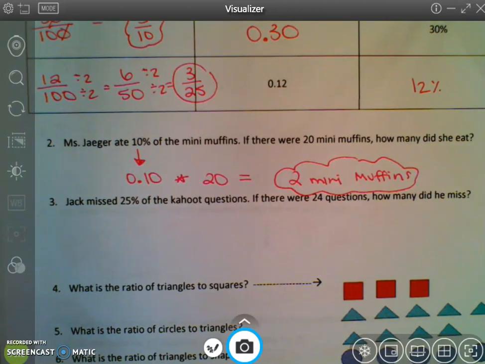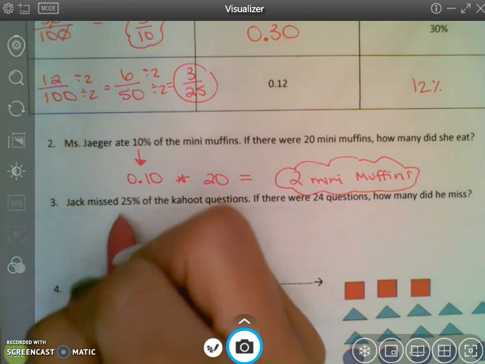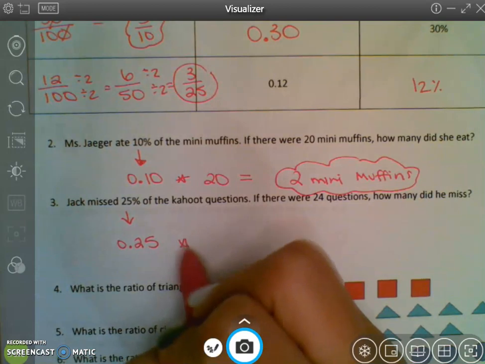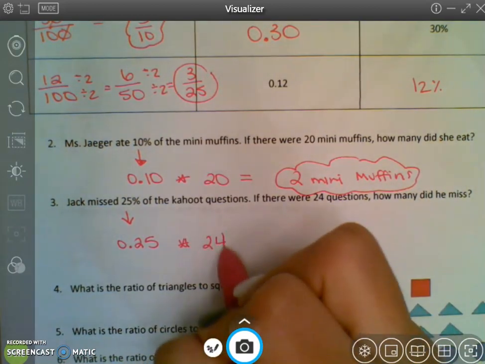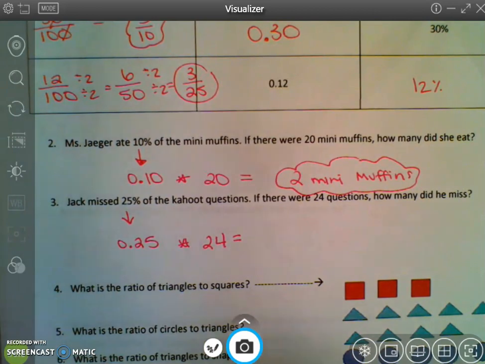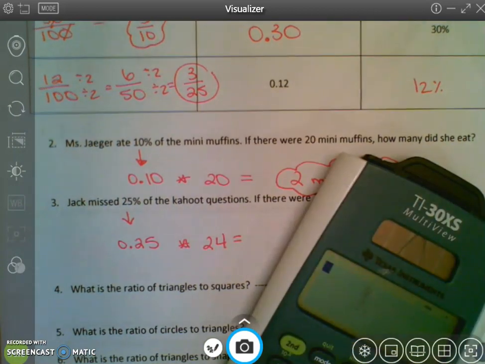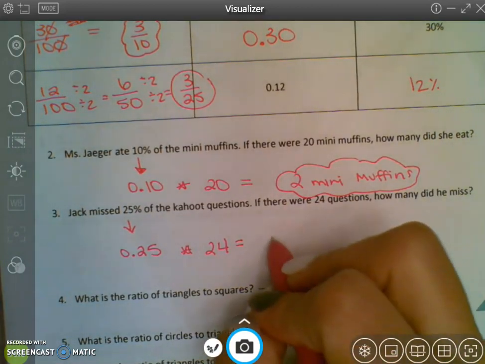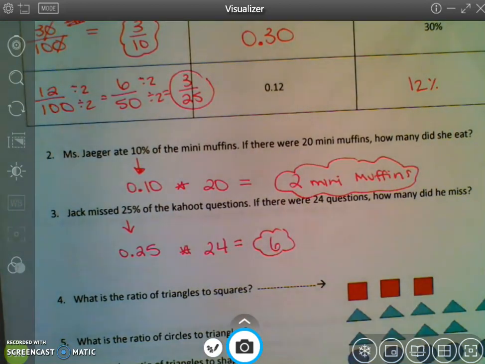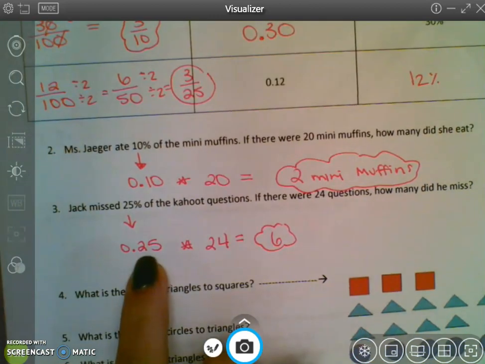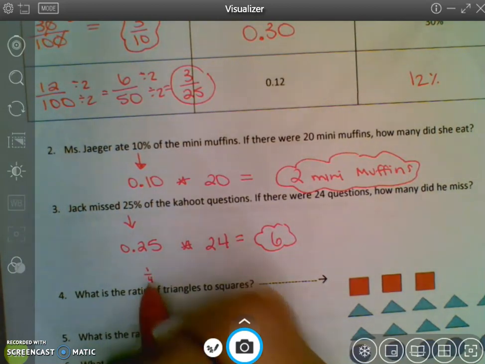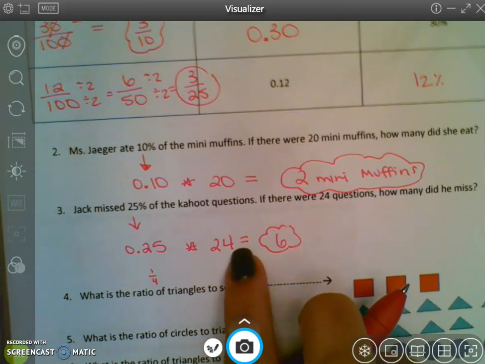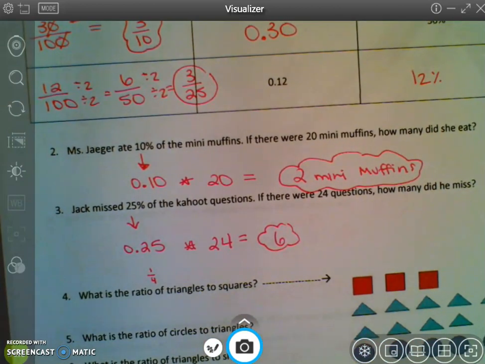Okay, you should have paused the video and tried this one. So the first thing you do is make this 0.25, multiply it by the total of 24. Okay, and that should give you 6. So he missed 6 questions. Okay, I also know 25% is a quarter of something, right? It's 1/4 of something. If I split this into 4 pieces, a fourth of it is 6. That's another way you could think about it.